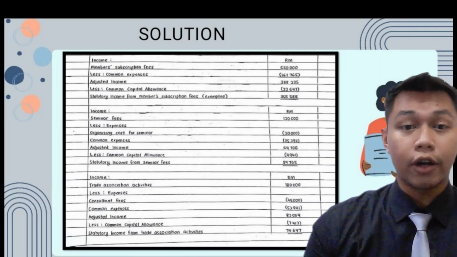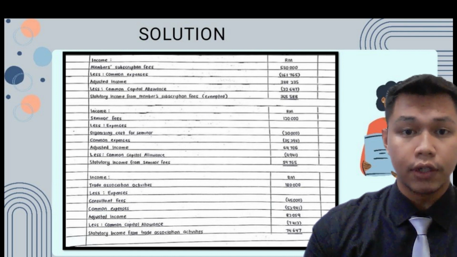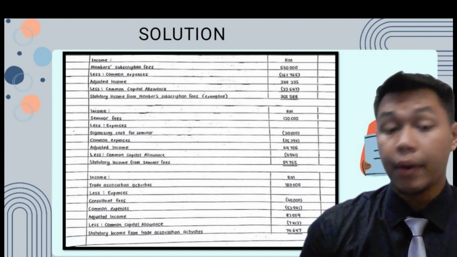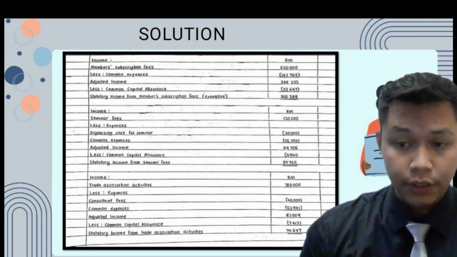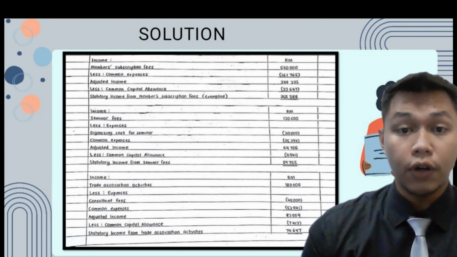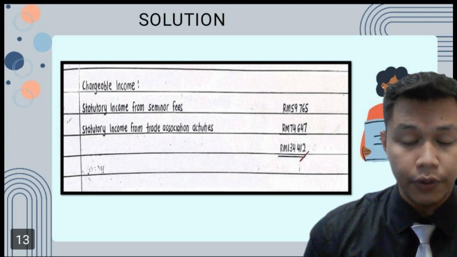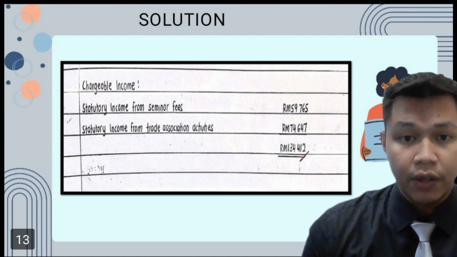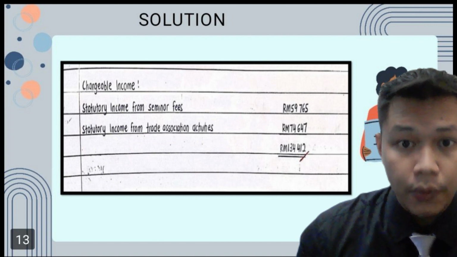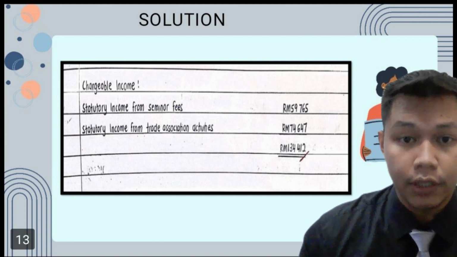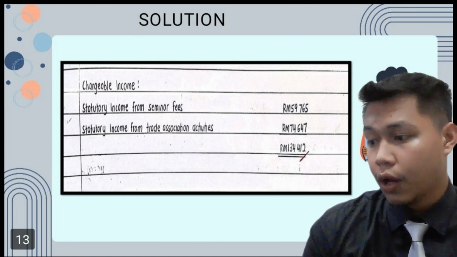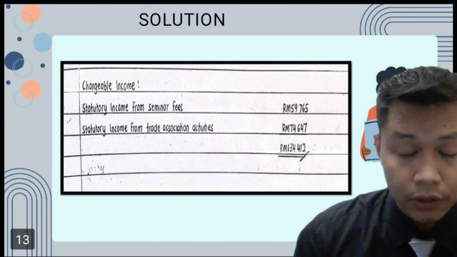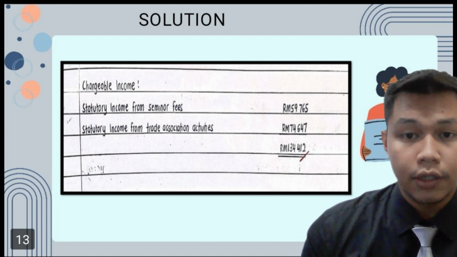So we calculate all the common expenses and the capital allowance for the three incomes. We need to calculate the statutory income of those three items, which are member subscription fees, seminar fees, and trade association activities. For the chargeable income, we only compute the income from seminar fees and trade association activities. The member subscription fees are exempted and will not be included in the chargeable income. So we get the chargeable income of 134,412 for the year of assessment 2023 for the Synergy Association.